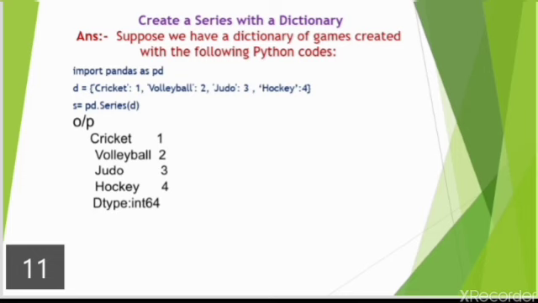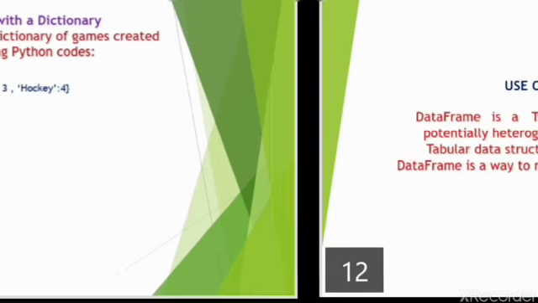Then this series will display at first cricket 1, volleyball 2, judo 3, hockey 4 and data type integer 64. According to the integer value 2 you will calculate it, then it becomes the 64 values.